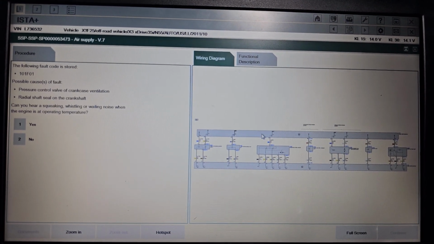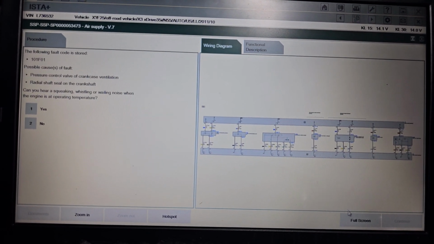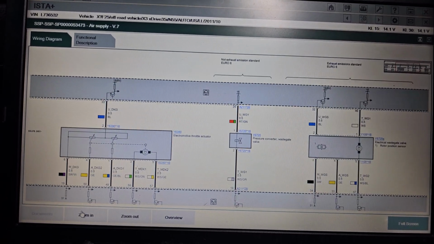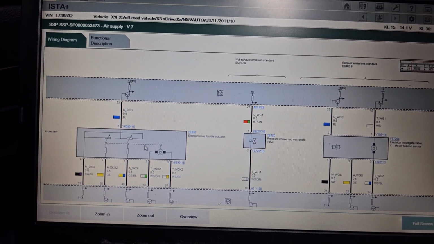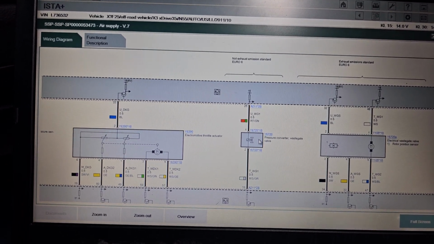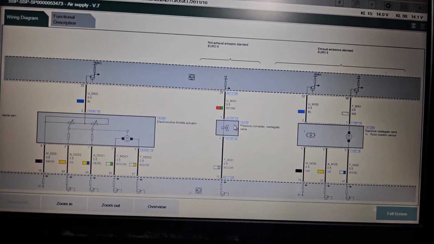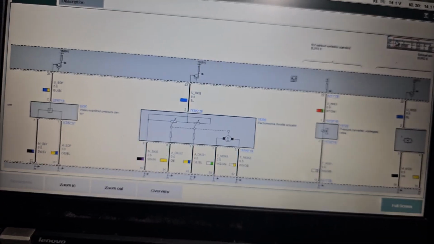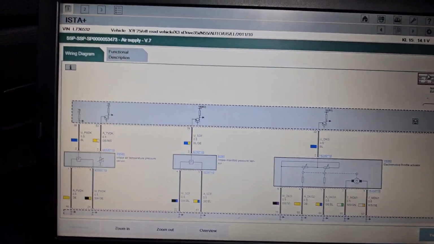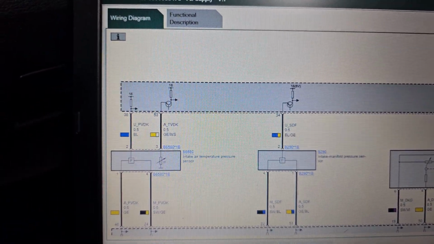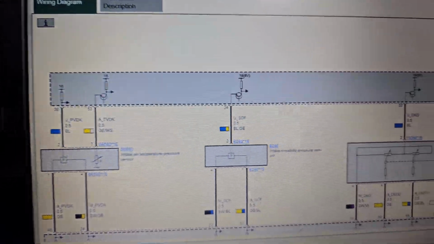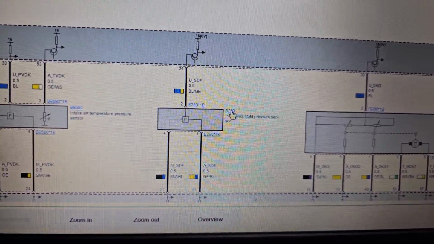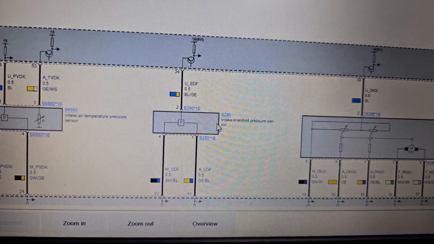This is all the elements from the throttle body. Let me go to full screen. Zoom in. This is a throttle body. This is a pressure converter wastegate. This is another one. Intake air temperature pressure sensor. Intake manifold pressure sensor. This is also one sensor. You say check this one. Maybe this is only reading. Let me see where it is.